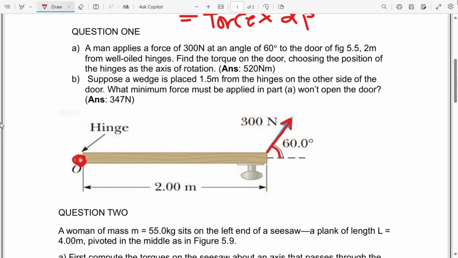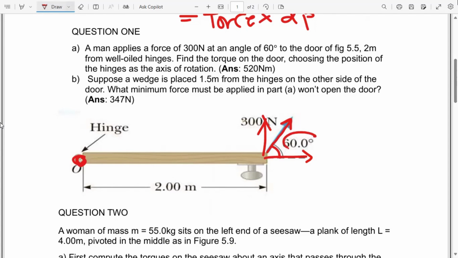We've said the force that we are concentrating on is perpendicular to the distance from the pivot. So if we have a force applied at that particular angle, we are going to have a force in the y-axis and a force in the x-axis. And the force that is perpendicular to the distance from the pivot is the one in the y-axis. And we're going to resolve this.